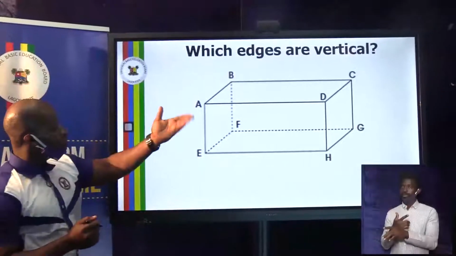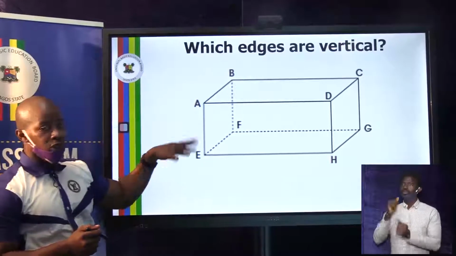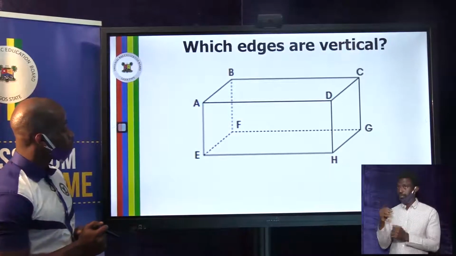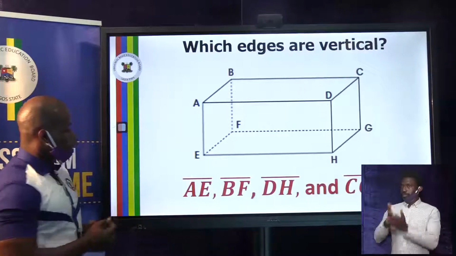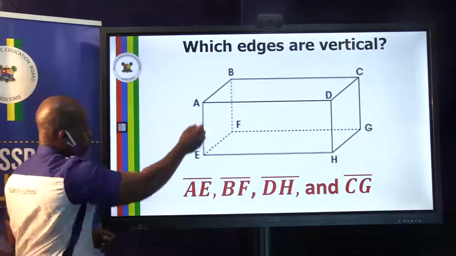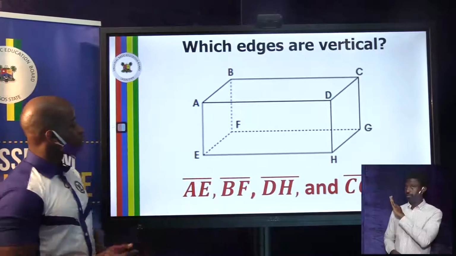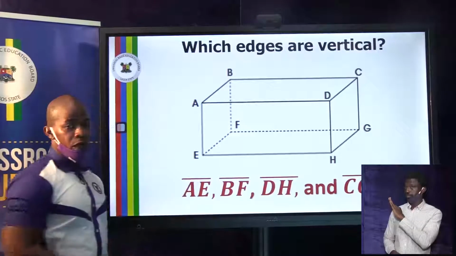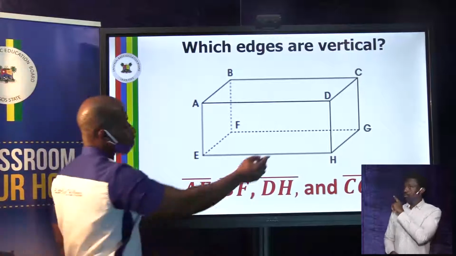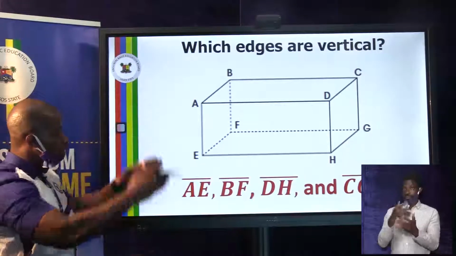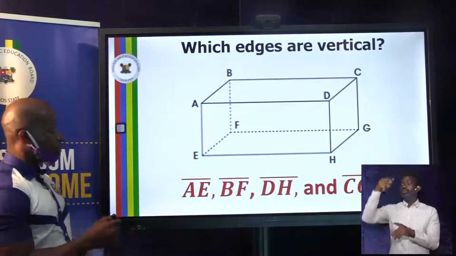Now, which of the edges are vertical? You know, edges are the straight lines. Which of them are vertical? You should see them by now. The correct answer to that is AE is vertical here. BF is vertical, as this one is coming from up to down. DH is vertical, is coming from up to down, and CG is also vertical. All the lines that are coming from up to down are vertical.